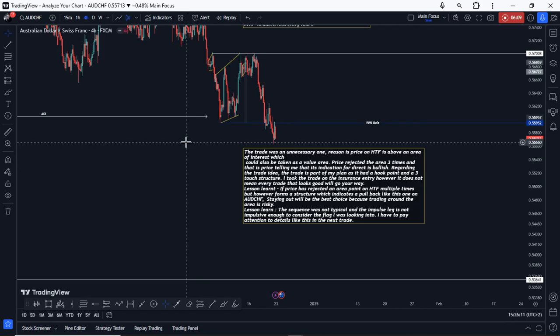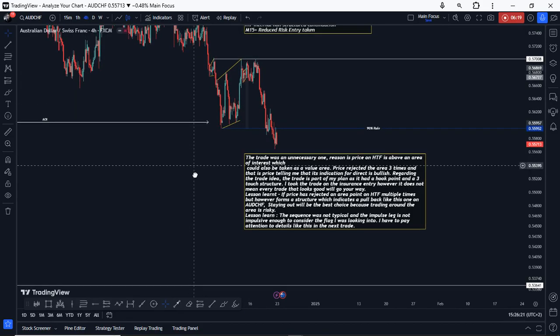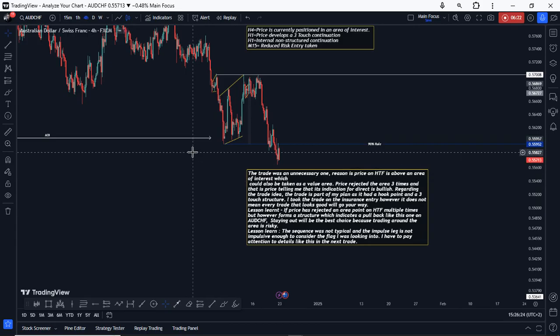Price rejected the area 3 times, and that is price telling me it's an indication of direct bullish momentum. Regarding the trade idea, the trade was part of my plan as it had a hook point and a three touch, which is this hook point and a 1, 2, 3 touch. I took the trade on an insurance entry. However, it does not mean every trade that looks good will go your way.